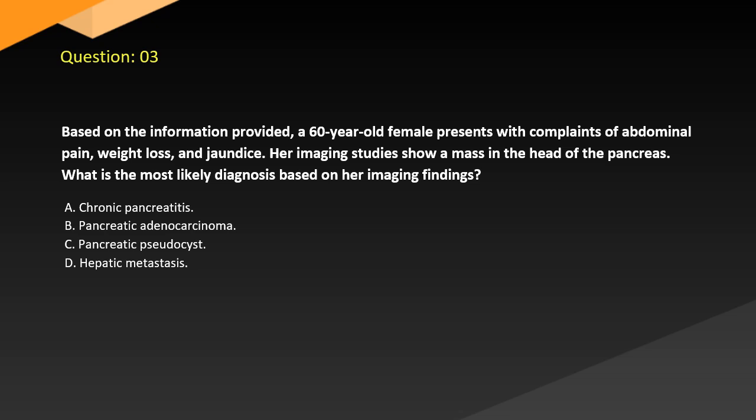Question 3. Based on the information provided, a 60-year-old female presents with complaints of abdominal pain, weight loss, and jaundice. Her imaging studies show a mass in the head of the pancreas. What is the most likely diagnosis based on her imaging findings? A. Chronic pancreatitis. B. Pancreatic adenocarcinoma. C. Pancreatic pseudocyst. D. Hepatic metastases.